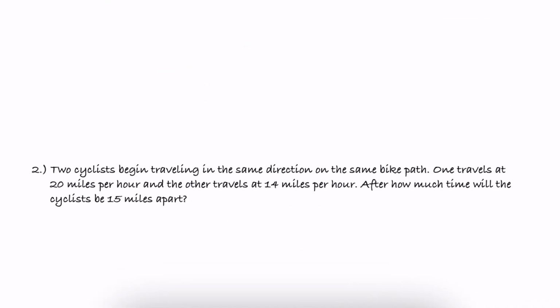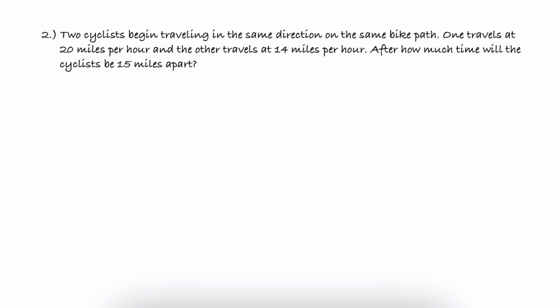All right, question 2. Two cyclists begin traveling in the same direction on the same bike path. One travels at 20 miles per hour and the other travels at 14 miles per hour. After how much time will the cyclists be 15 miles apart?